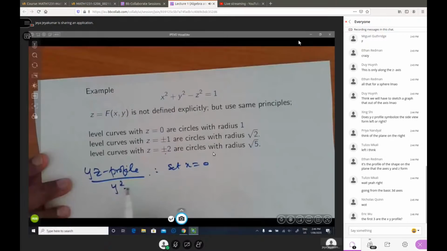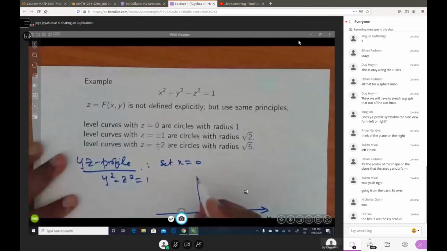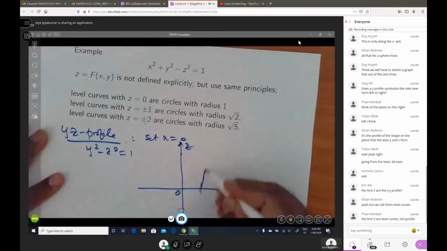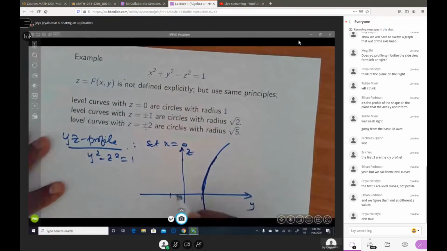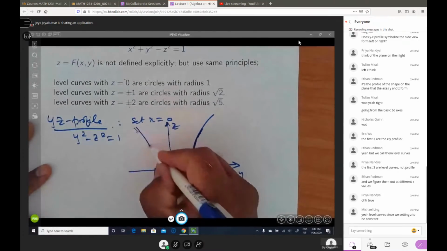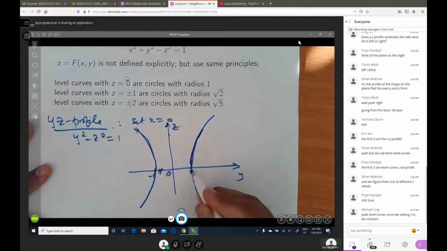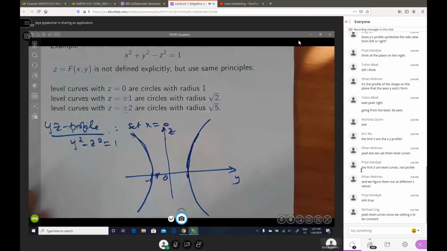Y squared minus z squared equals 1, which is a hyperbola. Something like that. So that's 1, that's minus 1. So that is the curve in the yz profile. So the intersection of the surface and the yz plane is a hyperbola like that.